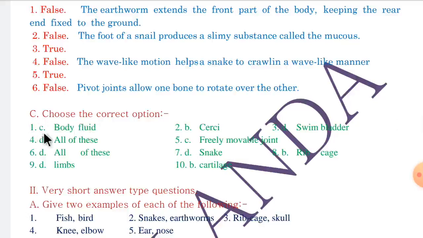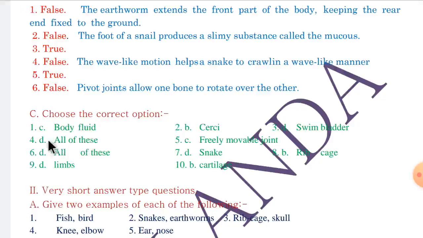Choose the correct options. See, the first one: which of these help to maintain the body shape of an earthworm? The correct option is C, body fluid. Let's see the next one: which of these help detect the slightest movement and warn a cockroach of any danger from behind? The correct option is B, cerci. Which of these helps a fish to move up and down in water? The correct answer is D, swim bladder.